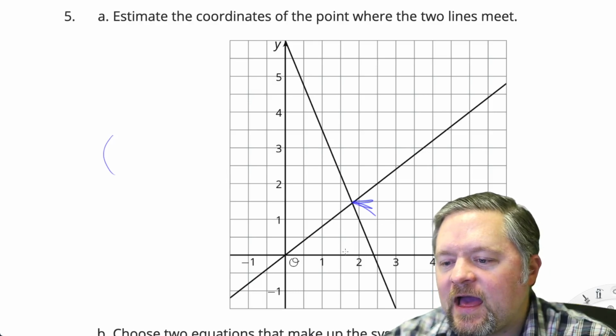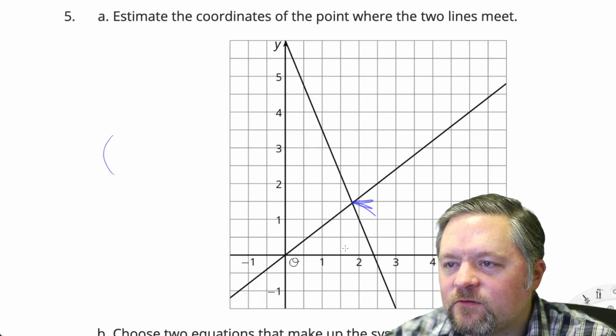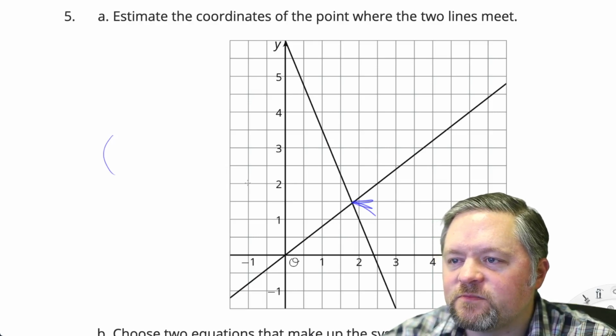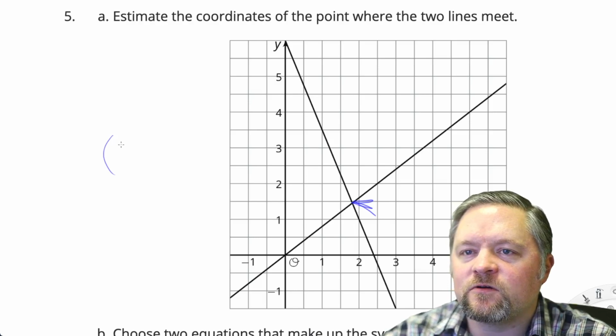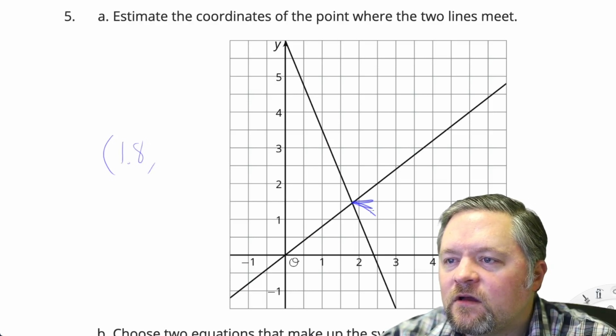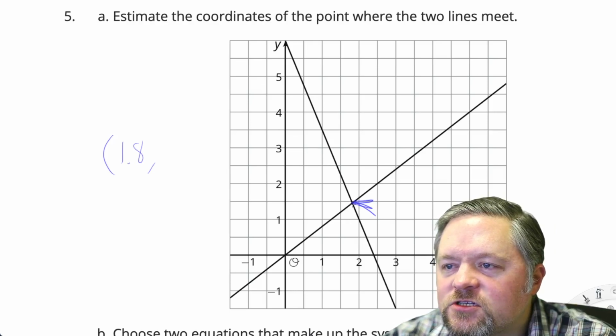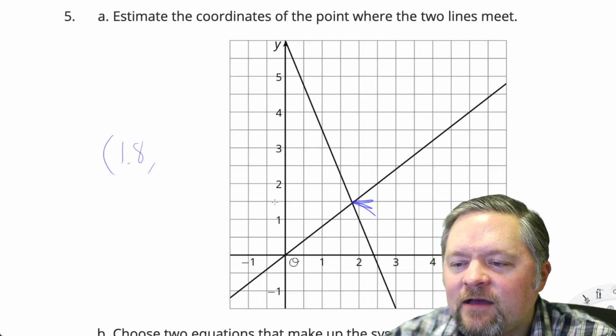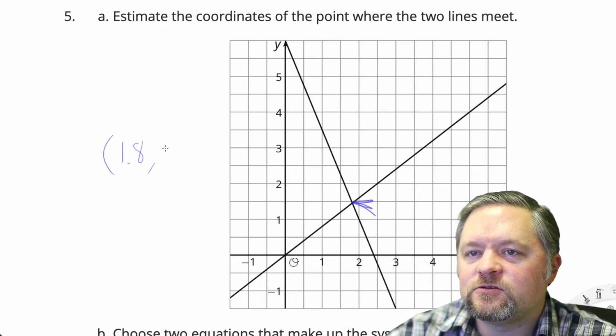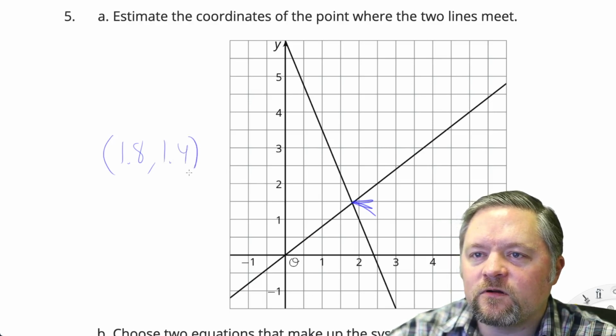That's 1.5. Halfway there would be 1 3/4. Looks like maybe a little bit more than 1 3/4. So I'm going to call that 1.8. Our y value looks like just under 1.5. So I'll call that 1.4.